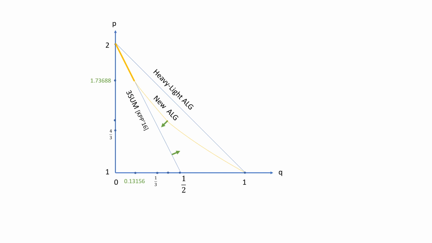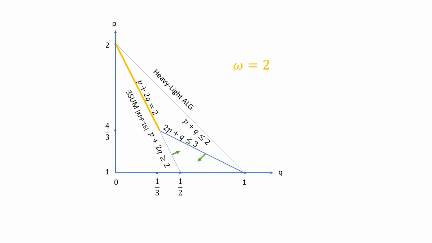So now we can see that the new algorithm reduces the gap that we showed before. And in particular, for small values of q and large values of p, we obtain an optimal algorithm conditioned on the three-sum hypothesis. This is for values of q which are less than 0.13156 and values of p which are larger than 1.73688. If we assume that omega equals 2, the algorithm is optimal for q between 0 and a third, but for q between a third and 1, we still have a gap.